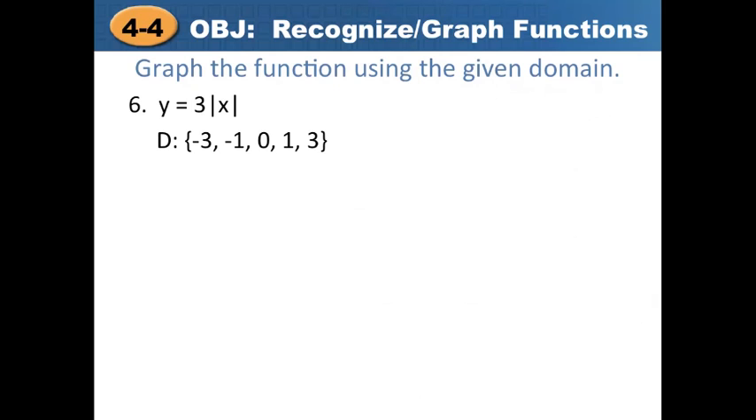Example number 6. We have y equals 3 times the absolute value of x. We're going to use the domain -3, -1, 0, 1, and 3. This should be written on your notebook paper. First, notice the parent function. This will be an absolute value function. So when we graph it, it will make a V shape.